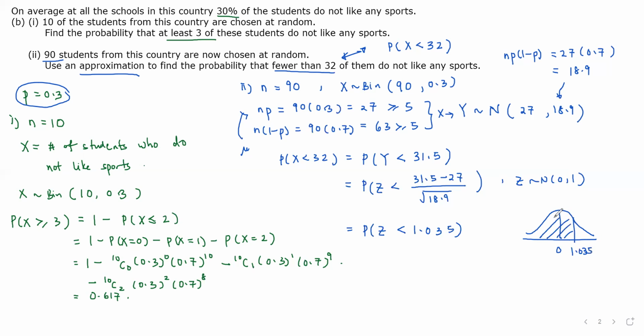We need to find this left tail area, which we can find directly from the standard normal table, and that is 0.8497.